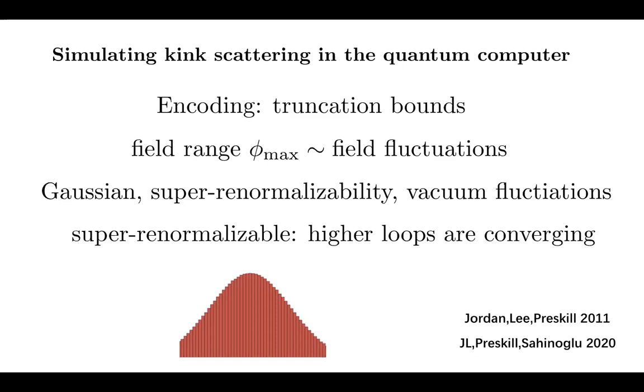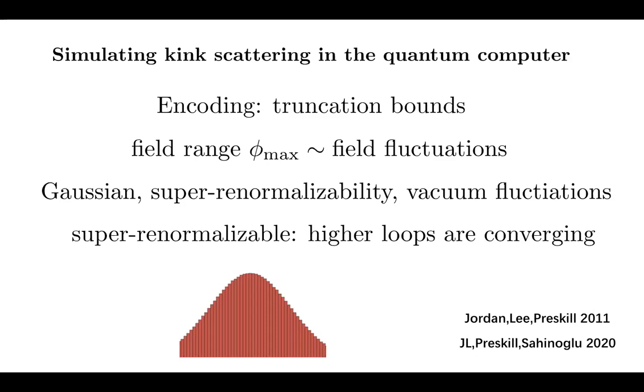We could truncate the field to some maximum field range, phi max, and this might be related to field fluctuations. We could imagine that if the field fluctuates a lot, it has a large standard deviation, and then you might need more qubits, need a higher field range. If the field fluctuation is low, you don't really need that many qubits, because the field outside the range is basically empty, so you don't need that many qubits.